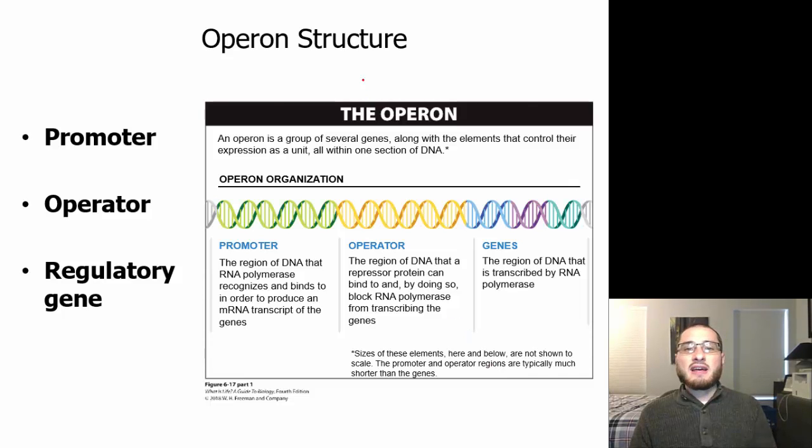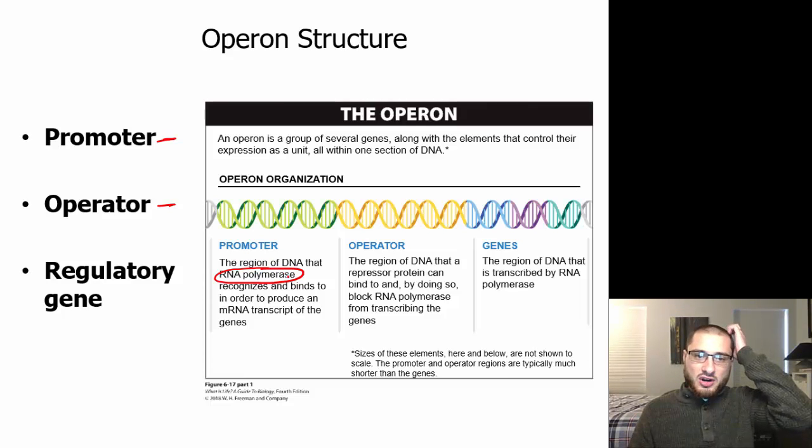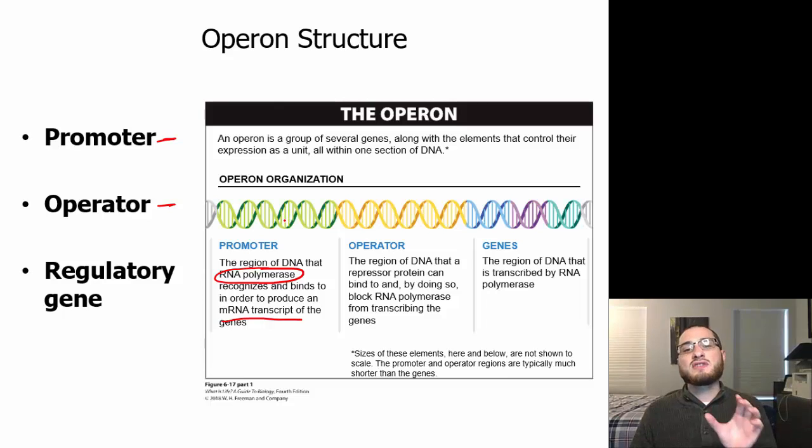You see that we have two different things that are going to regulate things. You can either have a promoter or you can have an operator. A promoter is going to turn that gene on. So it's a region of the DNA that the RNA polymerase, the enzyme that is responsible for making that mRNA, recognizes and binds to in order to produce the mRNA transcript of the gene. So we're turning on that segment of the DNA in order to get mRNA from it.